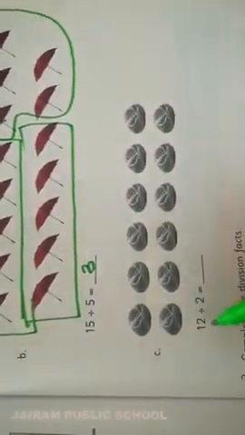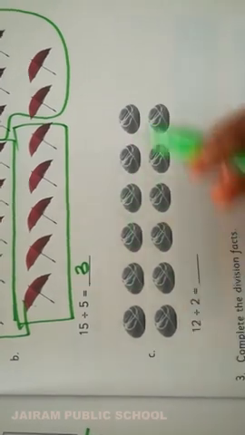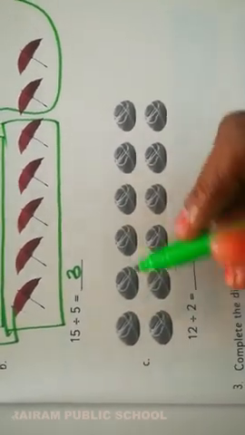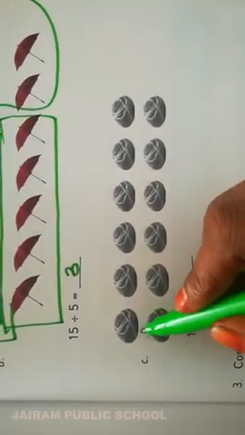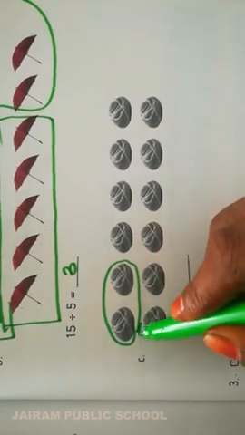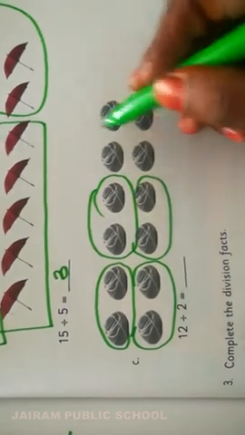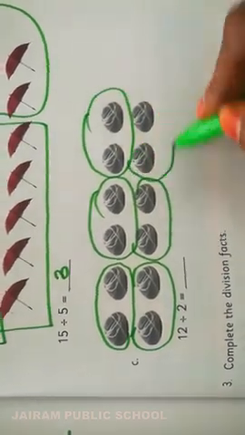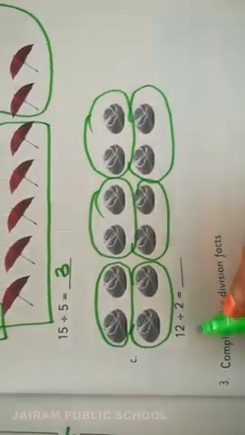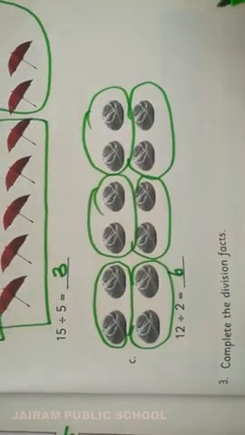Now option C, 12 divided by 2. Here 12 stones are there. We have to divide them 2 in one group. 1, 2, 3, 4, 5, 6. Totally 6 groups. 12 divided by 2 is equal to 6.